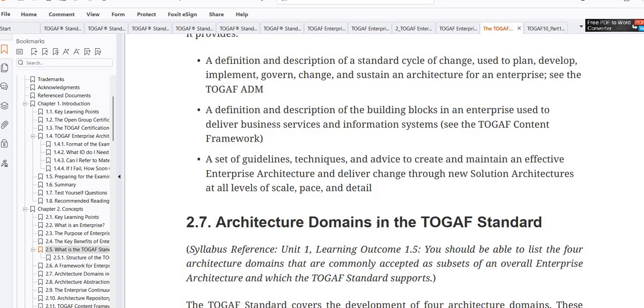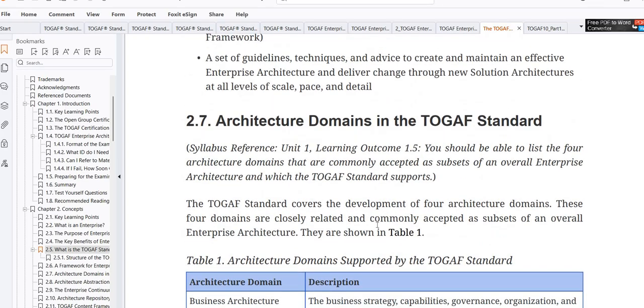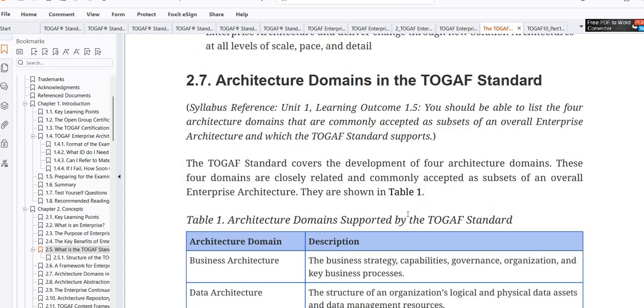Now the TOGAF standard has four architecture domains. In an interview, or if you are appearing for the TOGAF examination, they will ask about the architecture domains. So what are the domains? You can see the TOGAF standard.